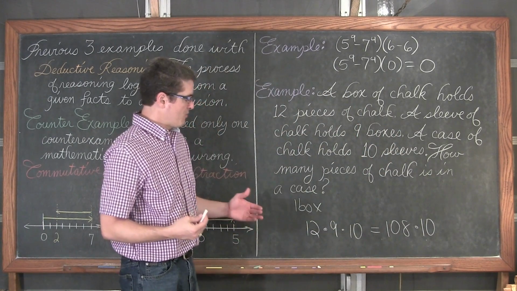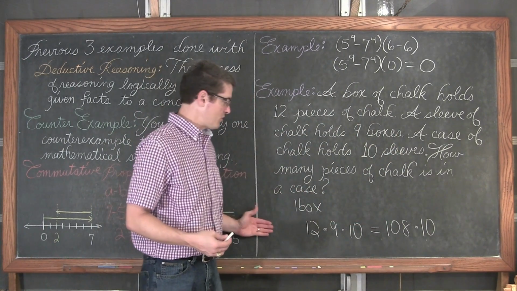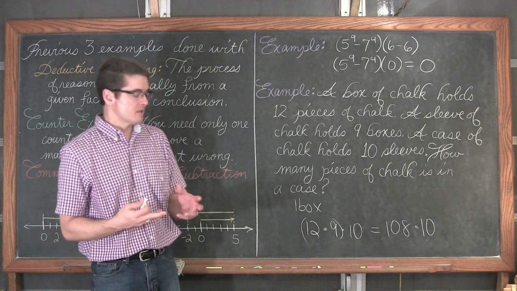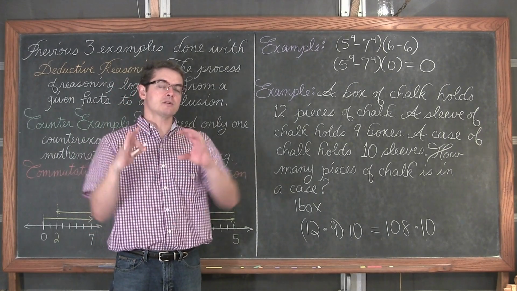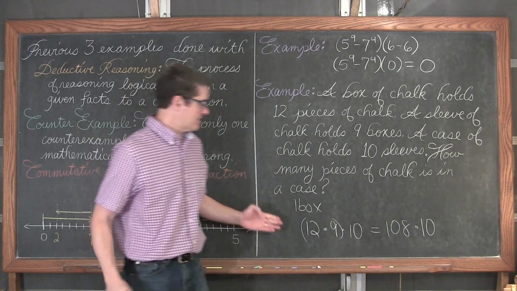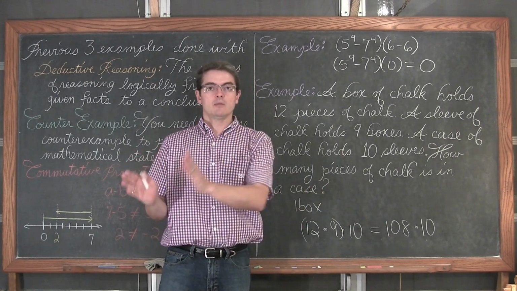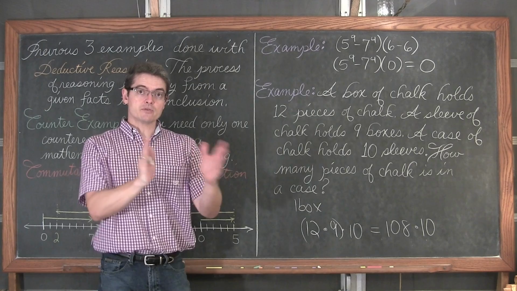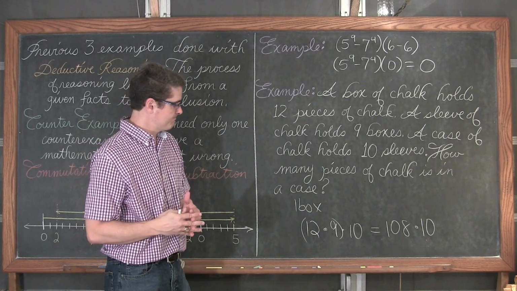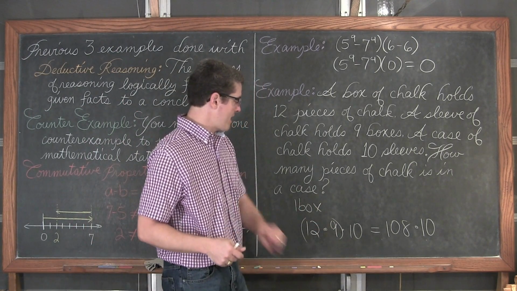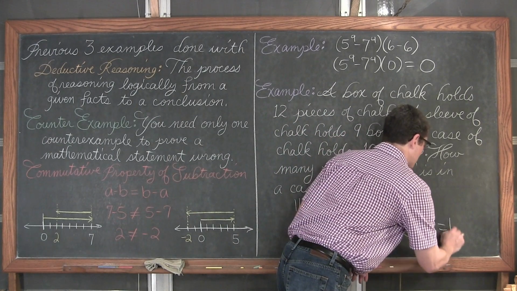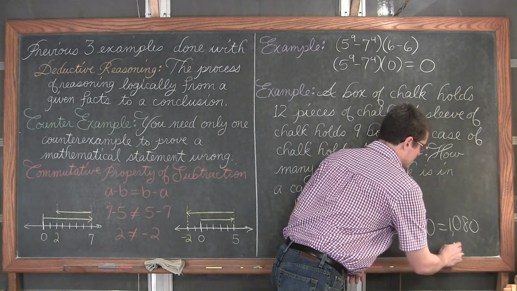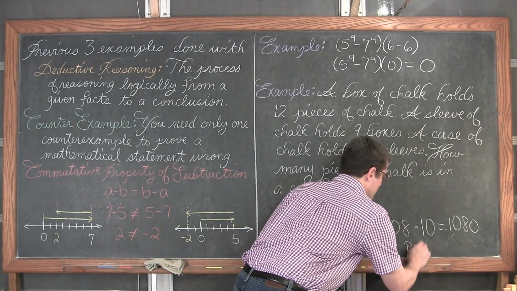And basically, I'm really just following the order of operations, working my multiplication from left to right, or you can think of me as wrapping that 12 times 9 in a set of parentheses and associating those first two together. And this is all just multiplication, so I can basically multiply any pair of numbers I like, reassociate those groups, associative property of multiplication. So we have, again, 12 times 9 is 108, times 10 is going to be 1,080 pieces of chalk.